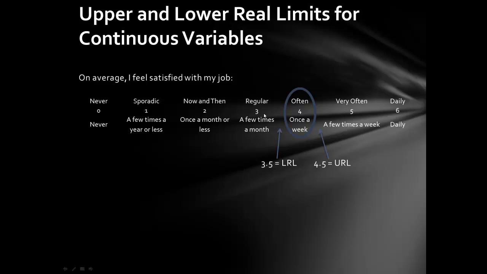Okay, well, on the other end of that, maybe they feel satisfied with their job less than a few times a week, but not once a week precisely. So they're somewhere in between here, and you would circle 4 anyway, even though it's not exactly once a week. Maybe it's a little more than once a week, but not quite a few times a week. So you would be anywhere between 4 and 4.5.